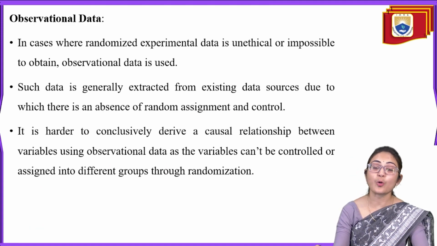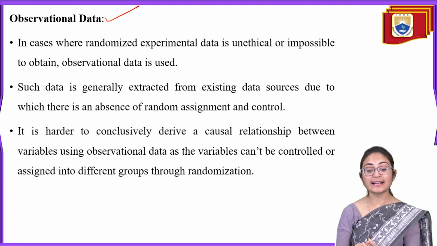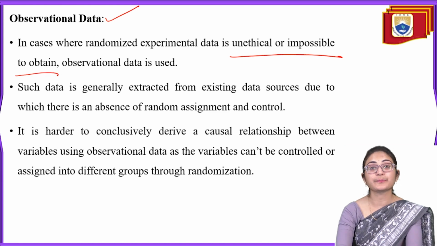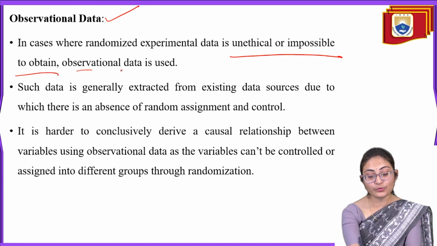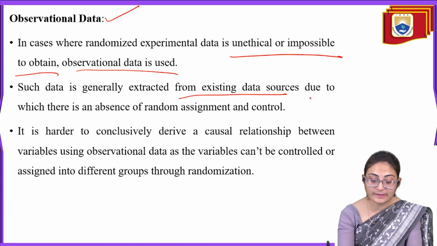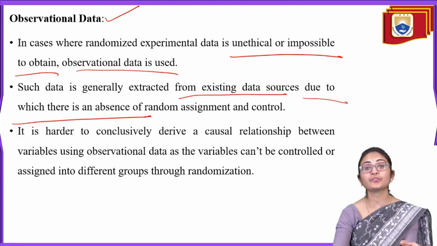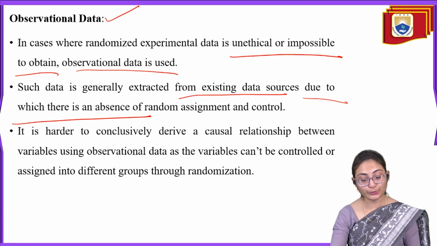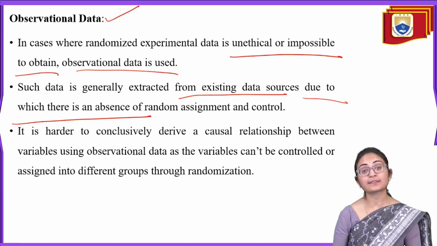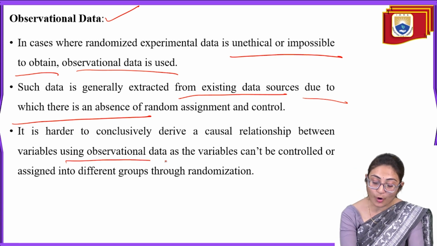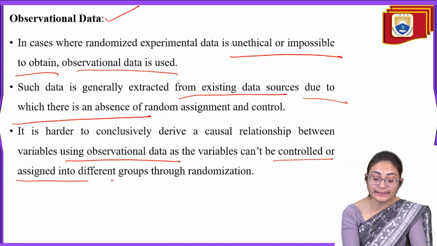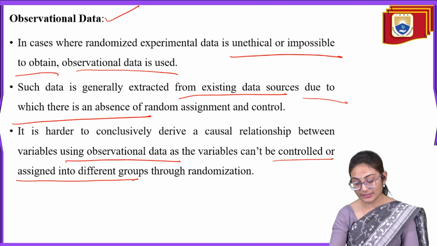Then next, second one is the observational data. In cases where randomized experimental data is unethical or impossible to obtain, observational data is used. Such data is generally extracted from existing data sources, due to which there is an absence of random assignment and control. It is harder to conclusively derive a causal relationship between the variables using observational data, as the variables cannot be controlled or assigned into different groups through randomization.